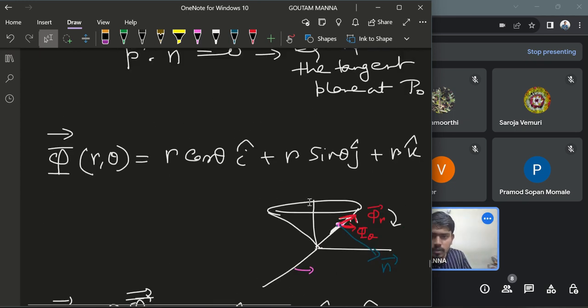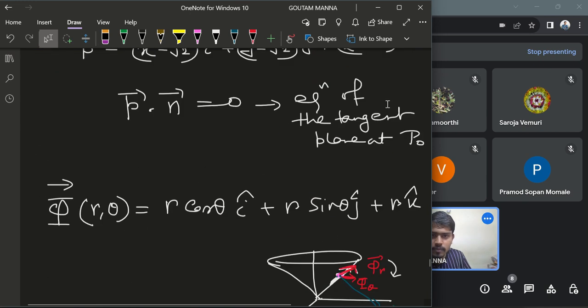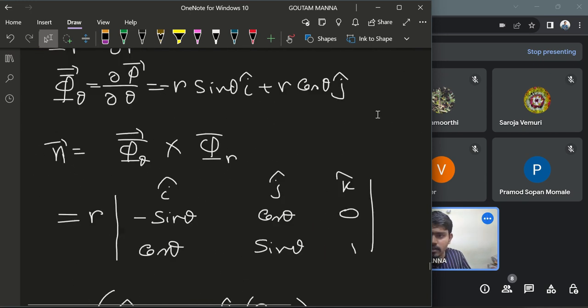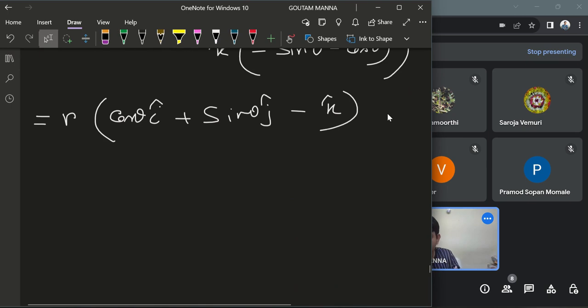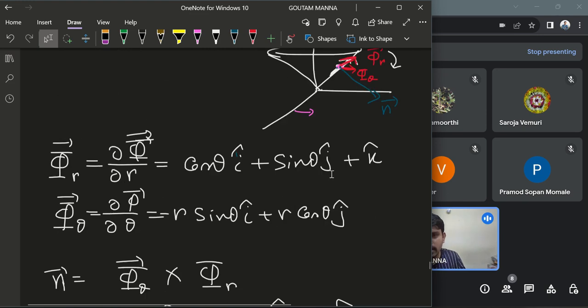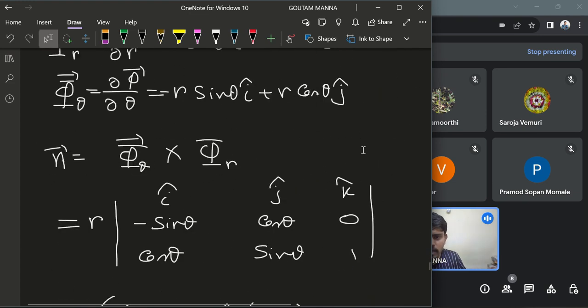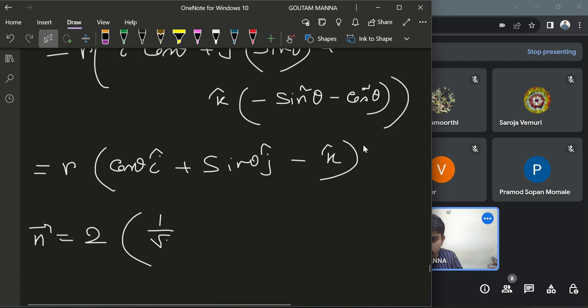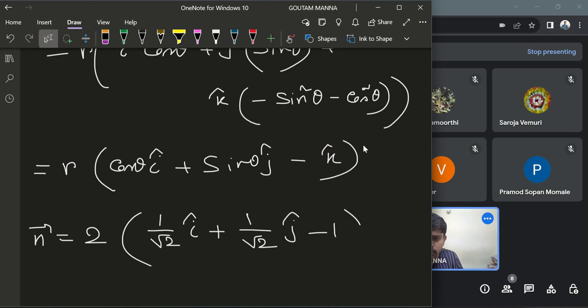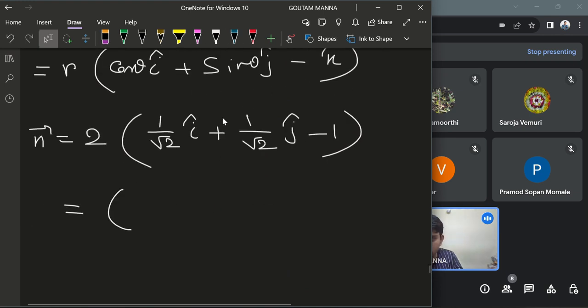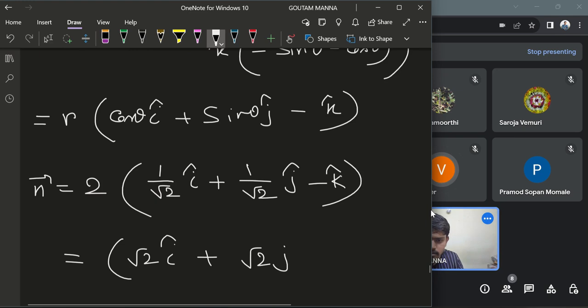Okay, now at this point theta is pi by 4 and r is 2, so this n vector will be 2 times cos theta plus sin theta, minus 1. Cos theta is 1 by root 2 since theta is pi by 4, and sin theta will be 1 by root 2. So this n vector will be root 2 i hat plus root 2 j hat minus 2 k.